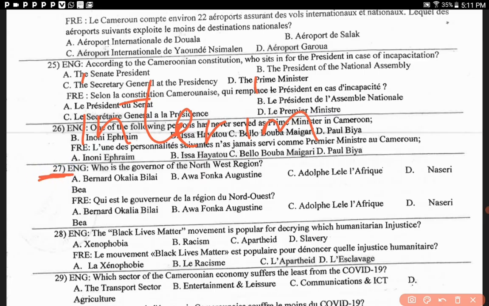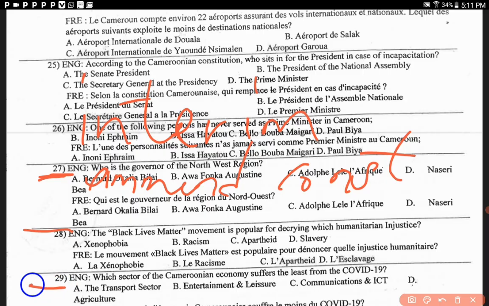Restrictions. The first restriction is that the interim president cannot amend the constitution. No amendment of the constitution. The interim president cannot run for the office of the president. So when they organize the election, the interim president cannot stand as one of the candidates. The interim president also cannot change the composition of the government. So those are the restrictions.